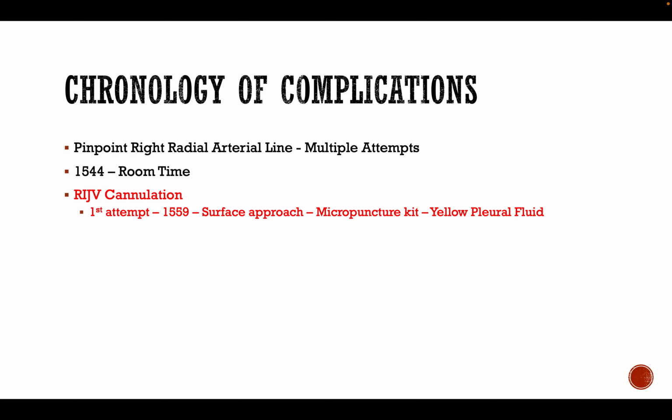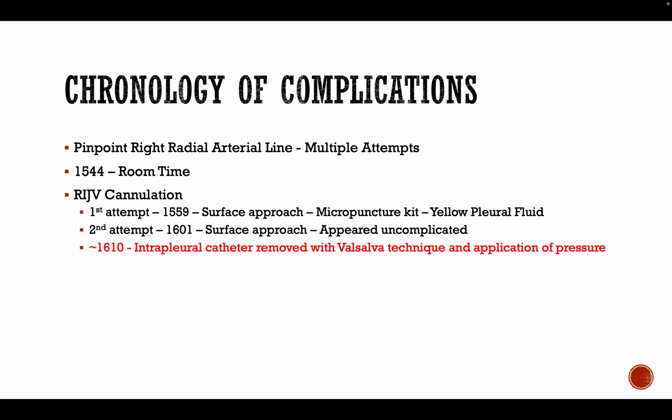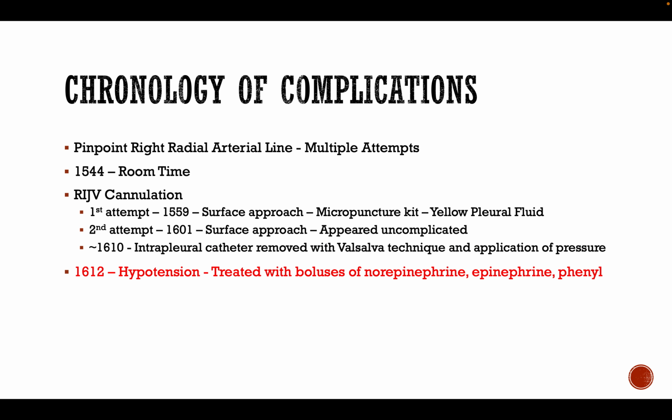After the line was placed, it was noted that yellow pleural fluid was aspirated from the line. His second attempt, in the effort to get a definitive line for therapy, was also a surface approach, and this was uncomplicated aspiration of dark heme. Approximately 9 minutes later, the intrapleural catheter was removed and pressure was applied to the site.